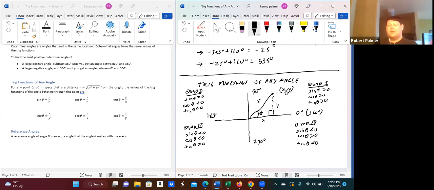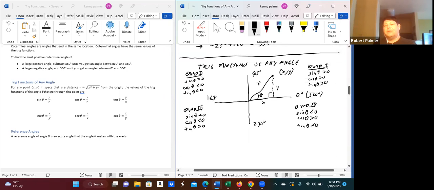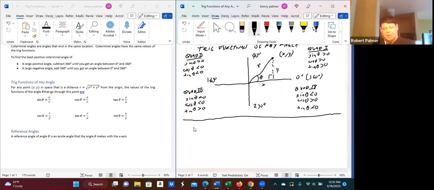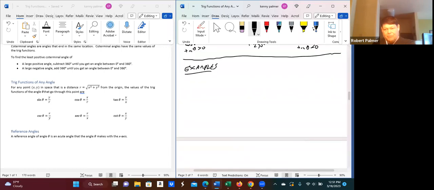So from this, using x, y, and r, we can always find the values of our trig functions for any point like that. Let's take a look at a couple examples of that and see how that works. So number 1, examples. Let me double check and make sure I have enough virtual paper for this.